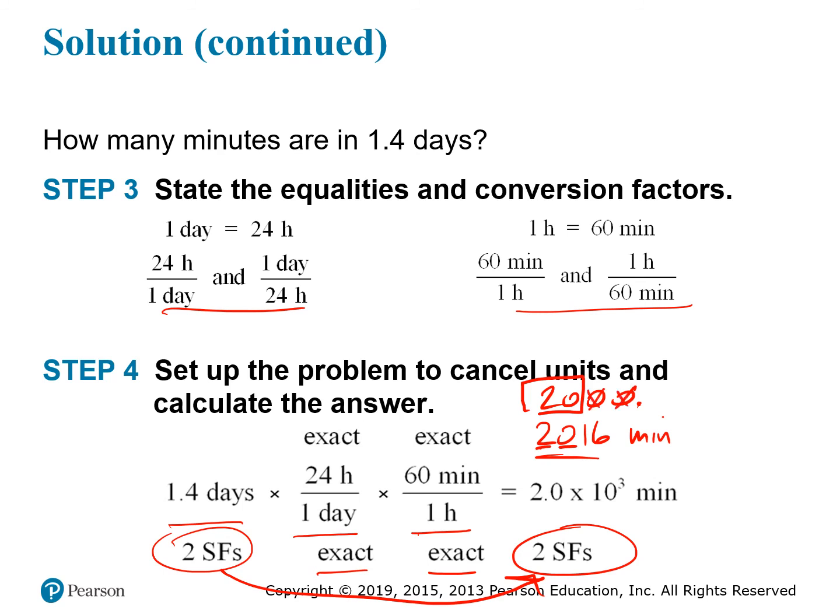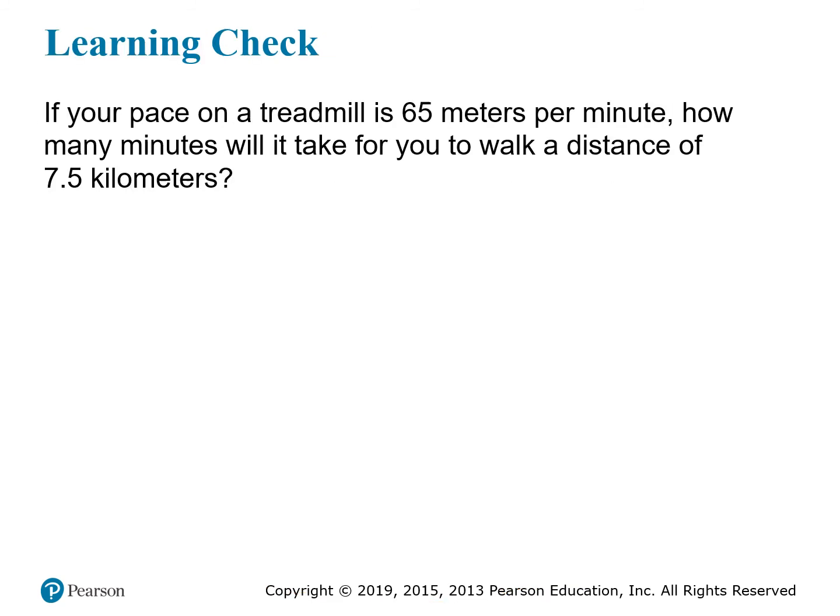last zeros are not. The best way to do that is to put all of the significant figures into the coefficient of the number in scientific notation, and then express it that way. So 2016 rounds to 2.0 times 10 to the third minutes with the correct number of significant figures.